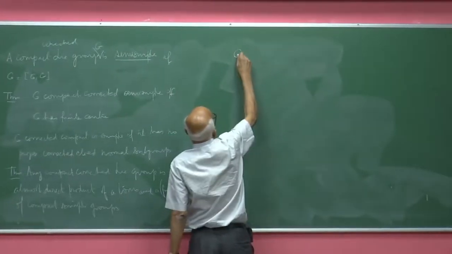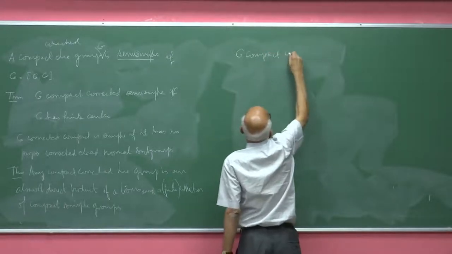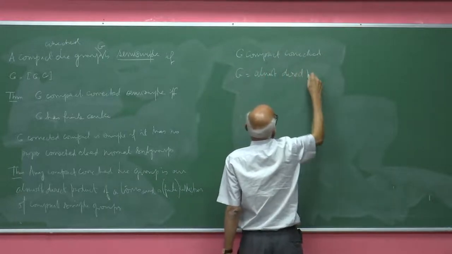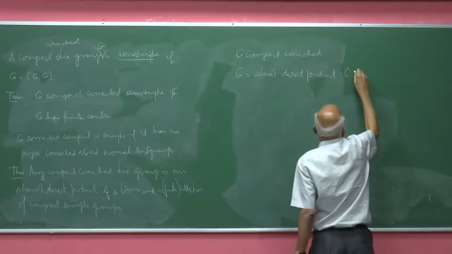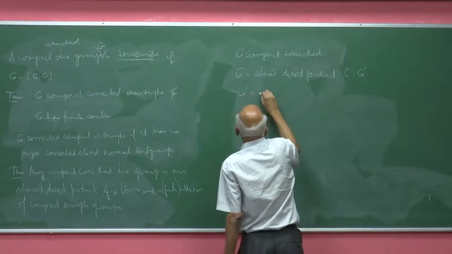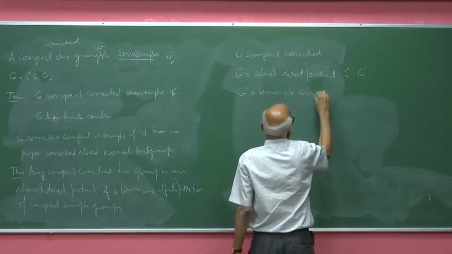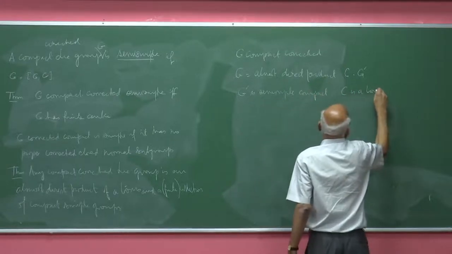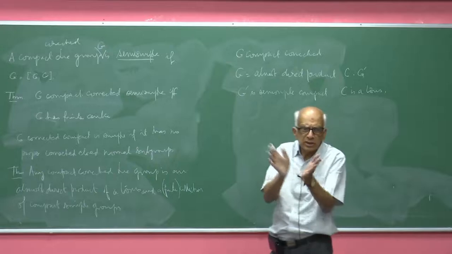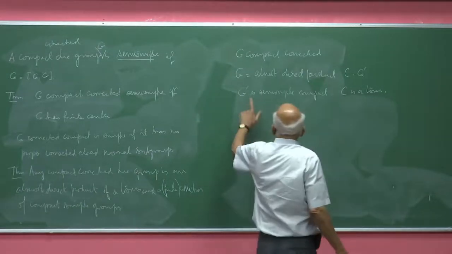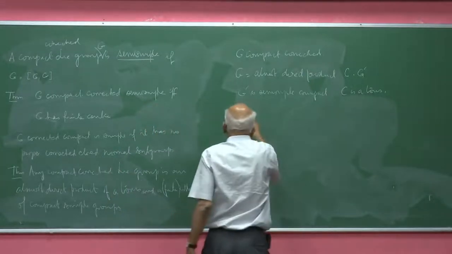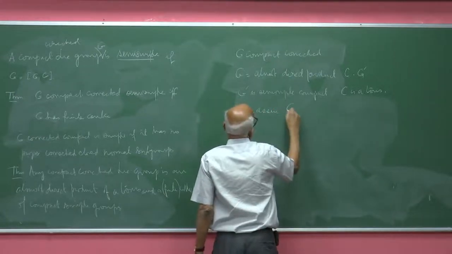So G, a priori compact connected, is an almost direct product of C times G prime, where G prime is semi-simple compact and C is a torus. Almost direct product means it is of the form C cross G modulo a finite central subgroup. The central subgroup may sit diagonally, may have components in both. So it is enough to prove the theorem under the assumption that G is semi-simple. So we can therefore assume G is semi-simple.